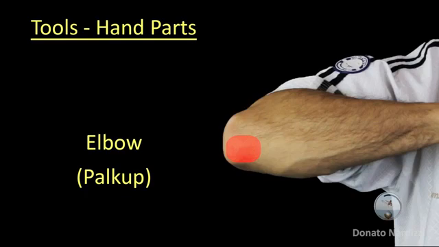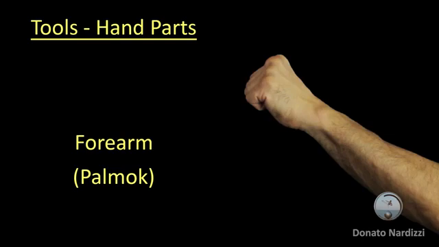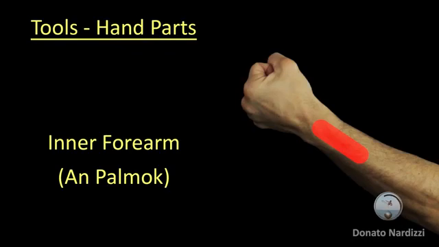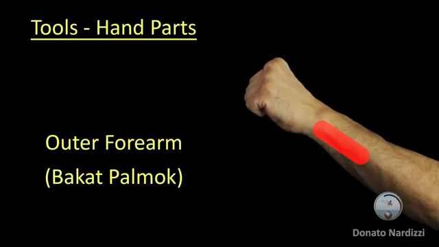Elbow, Pal Kut. Forearm, Palmo. Some blocks only use one part of the forearm, so using the term forearm, palmo, is enough. But some blocks use both sides of the forearm, so you need to specify which side it is. So you use inner forearm, An Palmo, or outer forearm, Pakat Palmo.